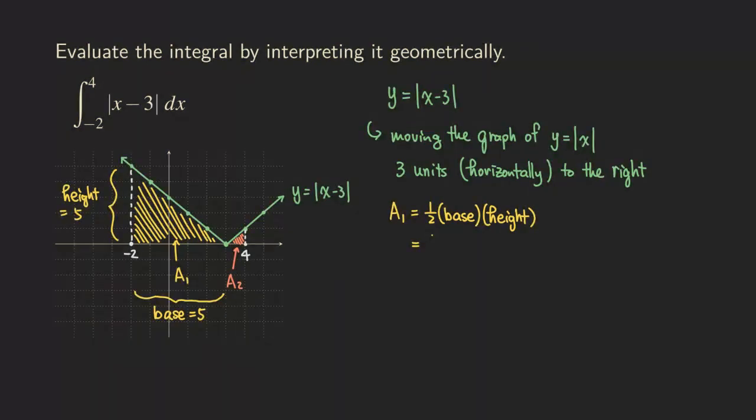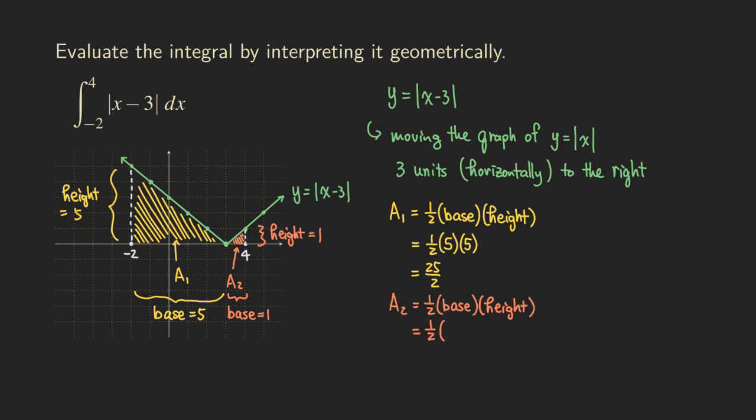Now we plug in the 5 for the base and the 5 for the height, and we find the area of triangle one, A1, is going to be 25 over 2. Now we also want to find A2. As you can see here, the base is just 1 unit, and the height is also 1 unit. So A2 is again 1/2 times the base times the height, the area of a triangle. It's 1/2 times 1 times 1, so you get 1/2.